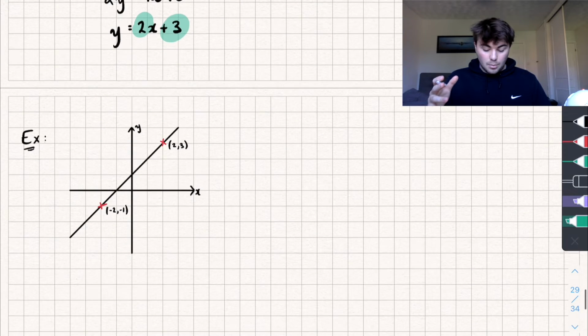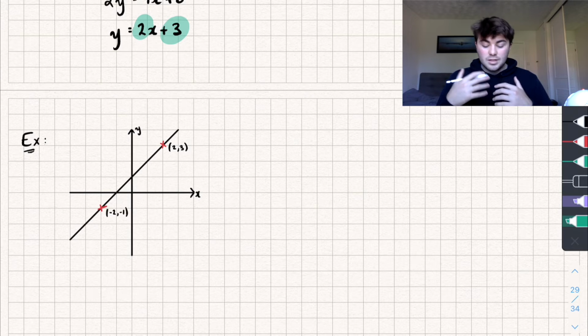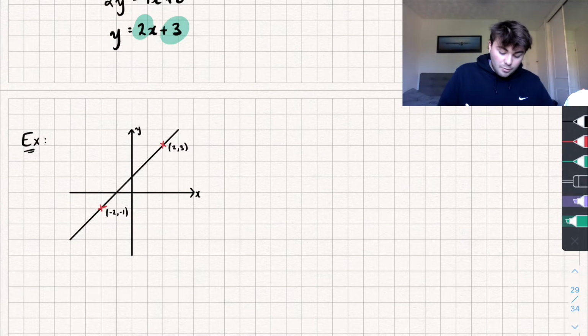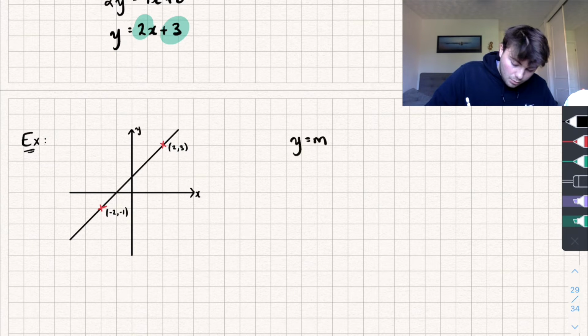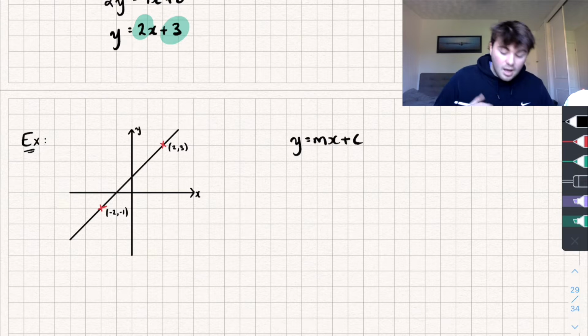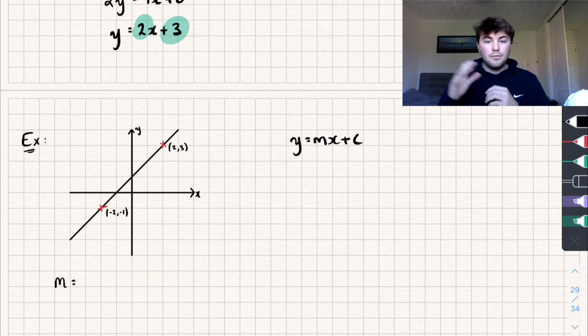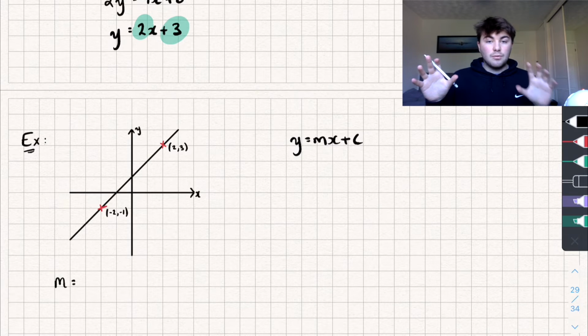But let's have a look at an example of finding the equation of a line given some information. So you can see here we've been given a straight line with 2 points that lie on the line. And so we want to find the equation in the form y equals mx plus c, okay? And the first thing I'm going to want to do is find the gradient m, which is given by the difference in y coordinates divided by the difference in x, okay?